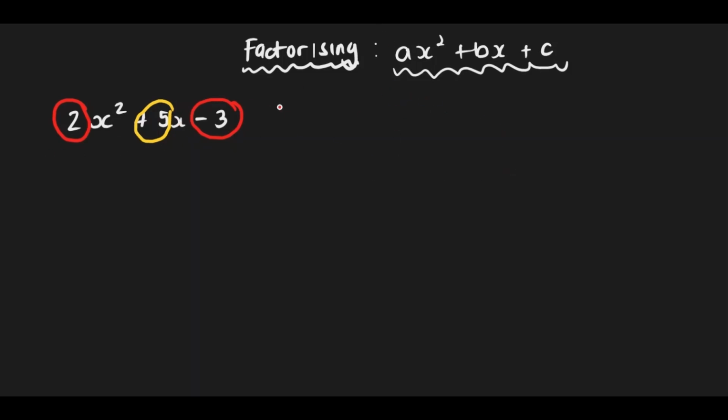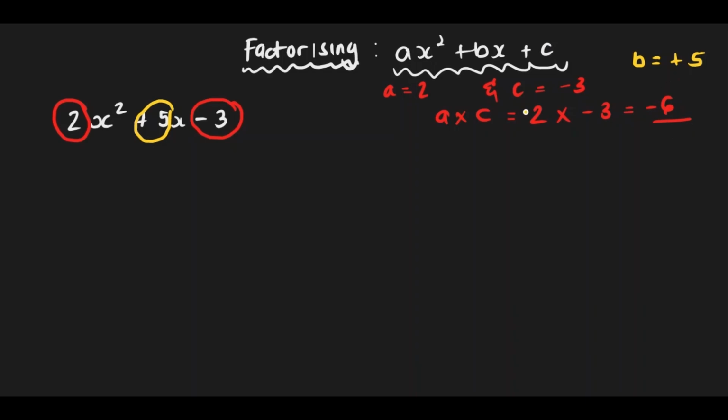The first thing that we need to do is take A and C, which in our case, A is equal to 2 and C is equal to negative 3. We need to multiply A and C. In our case, A is 2, so 2 multiplied by negative 3 gives negative 6. This is going to be the one where we find our factors from, so that when we multiply the two factors, we get negative 6. And when we add them, we get B, which in our case is positive 5.